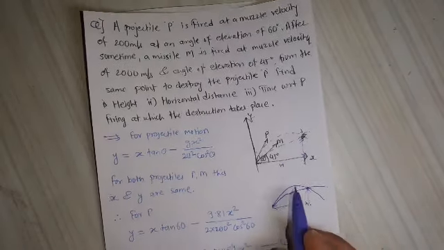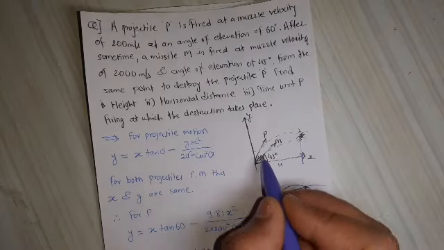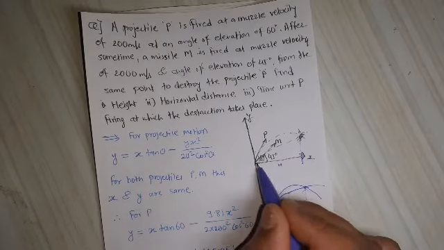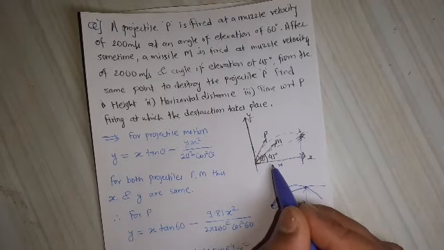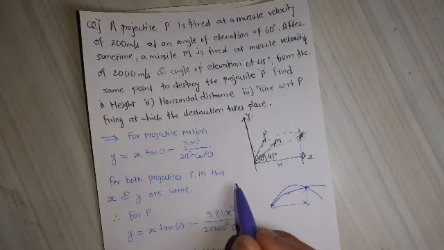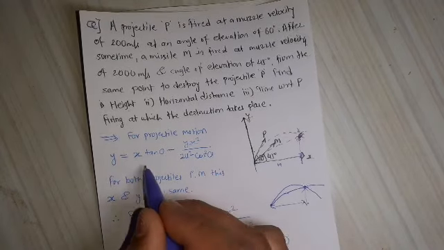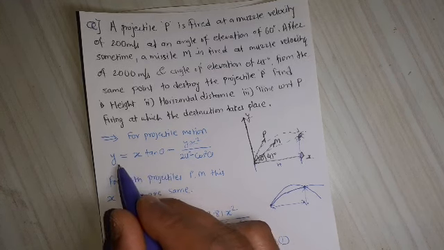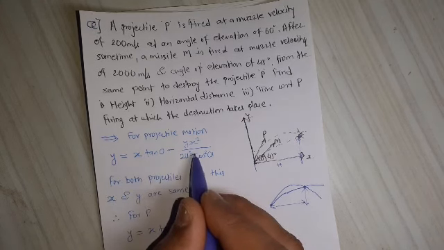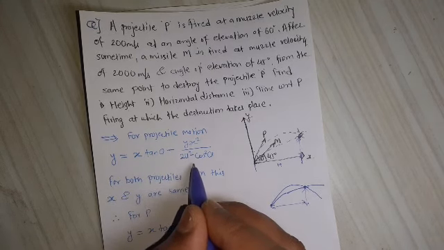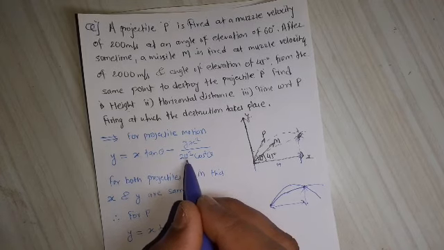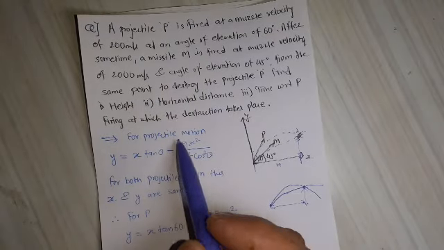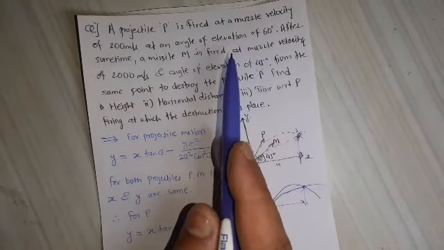Now if you consider the vertical height of this point as y and horizontal distance from the initial point as x, then you know, as discussed in previous videos, that the relation between y and x can be given by this formula: y is equal to x tan theta minus g x square upon 2 u square cos square theta. Now this u is the initial absolute velocity, these 200 and 2000 are absolute velocities, the muzzle velocity, meaning the initial velocity.